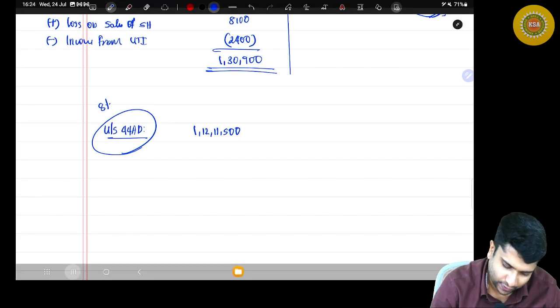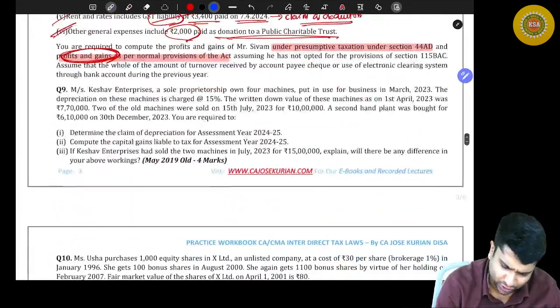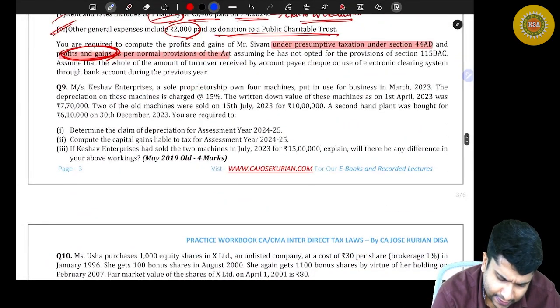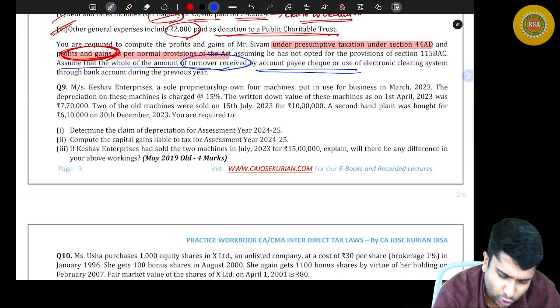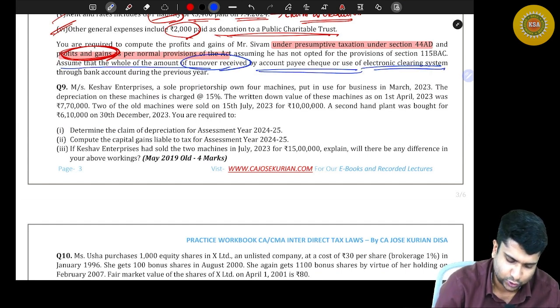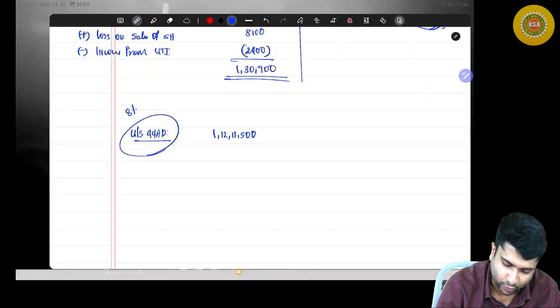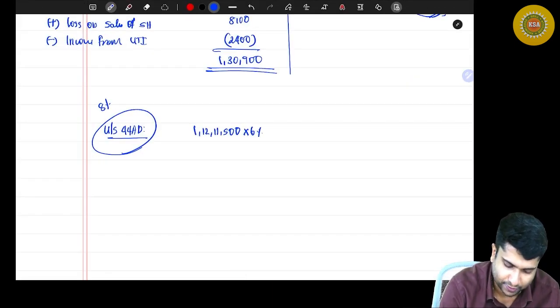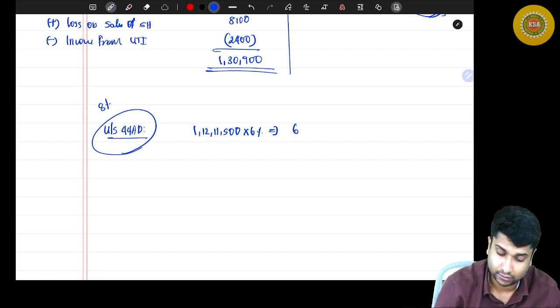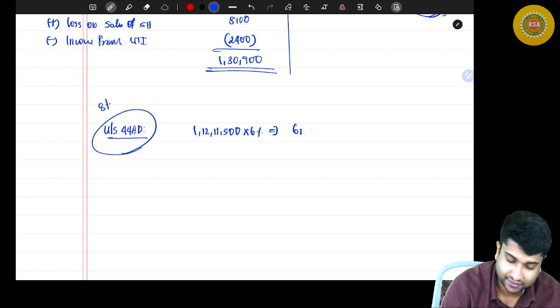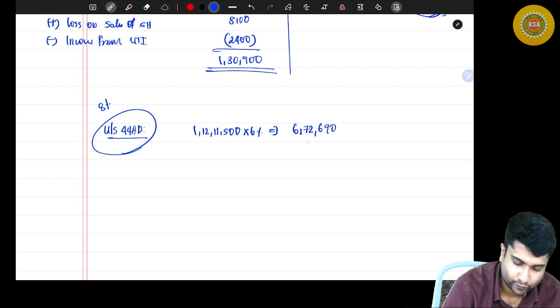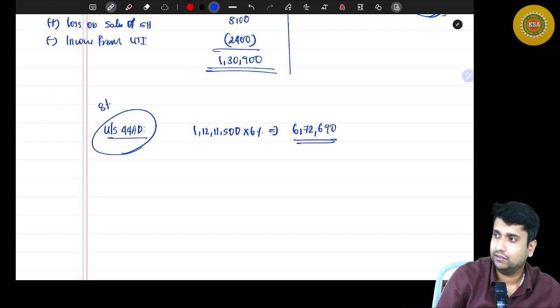So in this question, under the notes or somewhere they are saying, assume that the whole of the turnover is received by account payee cheque or ECS. So what you can do? You can declare only 6%. And how much is 6% of this? 67 lakh, 6 lakh? 6,72,690. Now you tell me which is better.